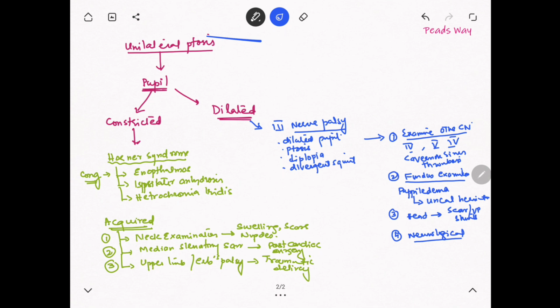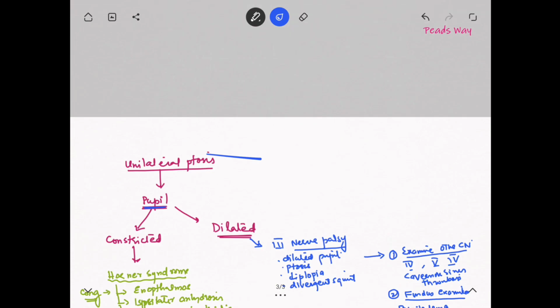So now we know how we will approach unilateral ptosis. In unilateral ptosis, the important thing to look for is pupil. If the pupil is constricted, Horner. If the pupil is dilated, third nerve palsy. Then we are looking for the causes. Now we will come to if the child has bilateral ptosis.